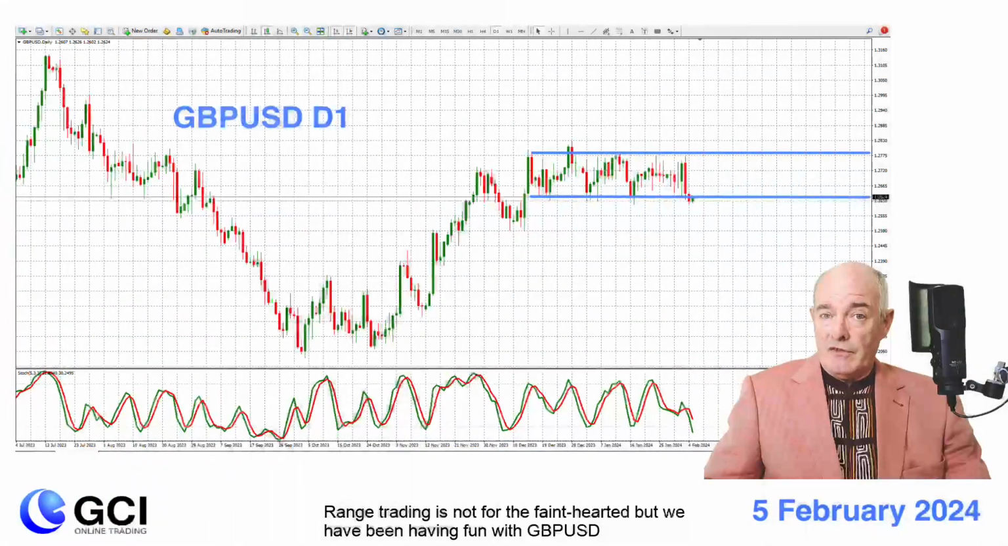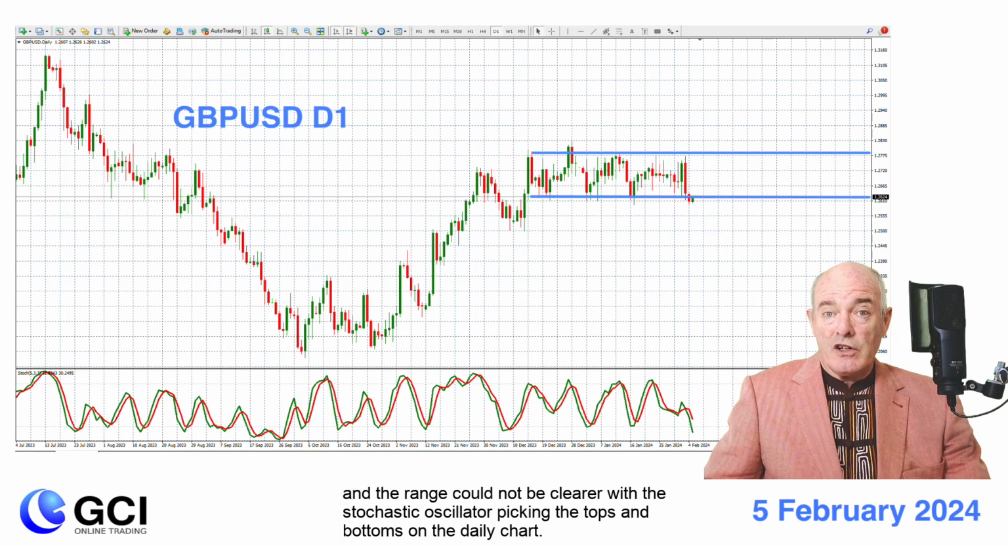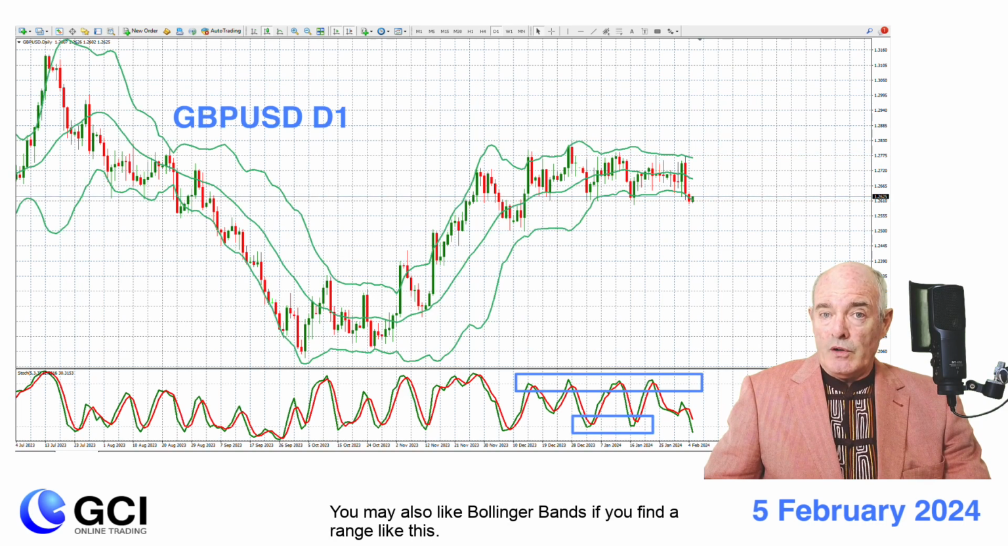Range trading is not for the faint-hearted, but we've been having fun with GBPUSD, and the range could not be clearer with the stochastic oscillator picking the tops and bottoms on the daily chart. You may also like Bollinger Bands if you find a range like this.